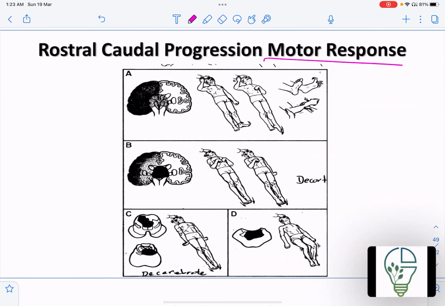Motor response can also indicate that. So you can see here, you have decerebrate, decorticate, and then flaccid. They just become no movement at all.